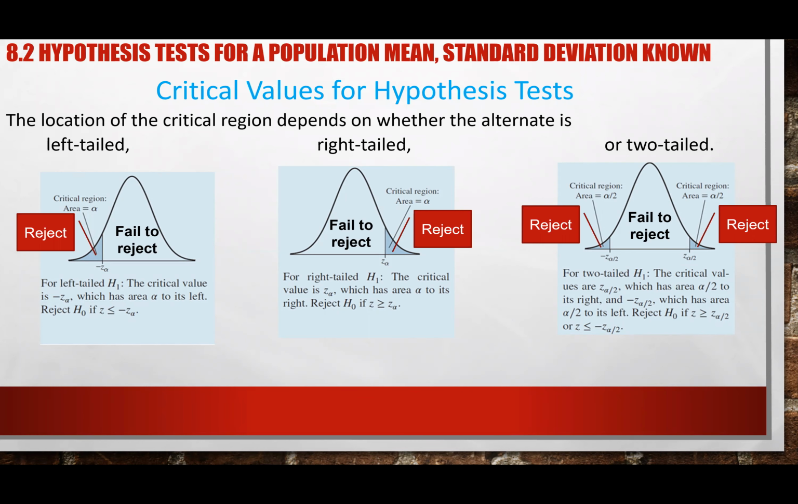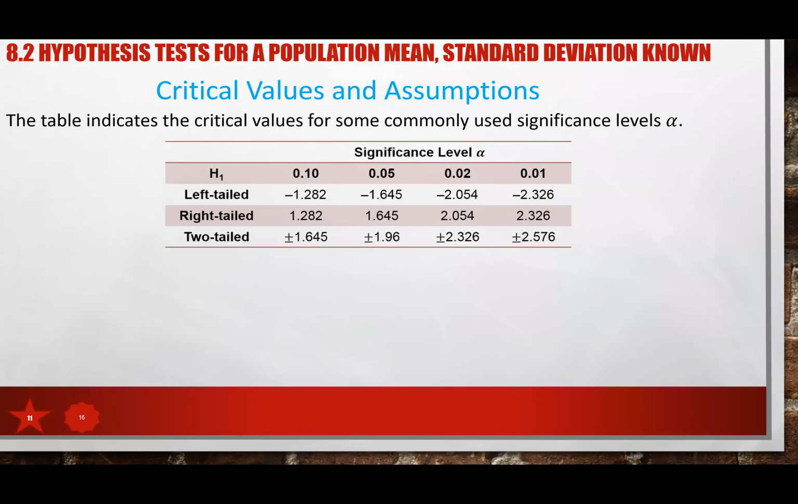So looking at this, let's take a look at the critical value. This is your common critical value table for the common levels of significance. This is your alpha right here, whether it's 0.10, 0.05, 0.02, or 0.01. That is the significance level. If it's a left tail, as you can see, it's negative 1.282. If it's a right tail, it's positive. That's the only thing different between the left tail and right tail, your critical value. One of them will be negative, the other one will be positive.